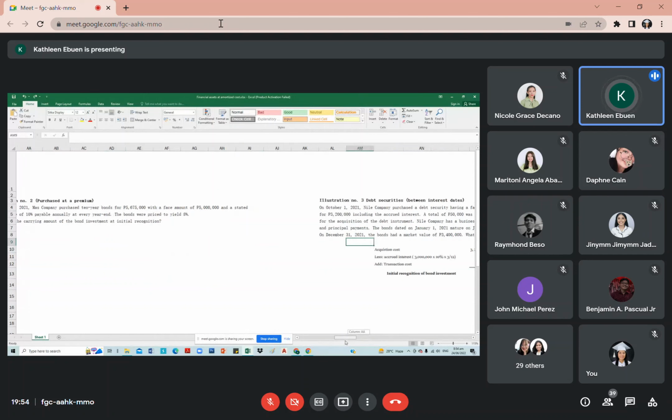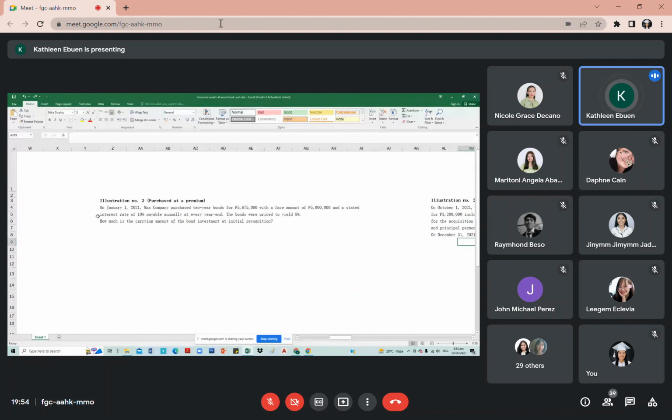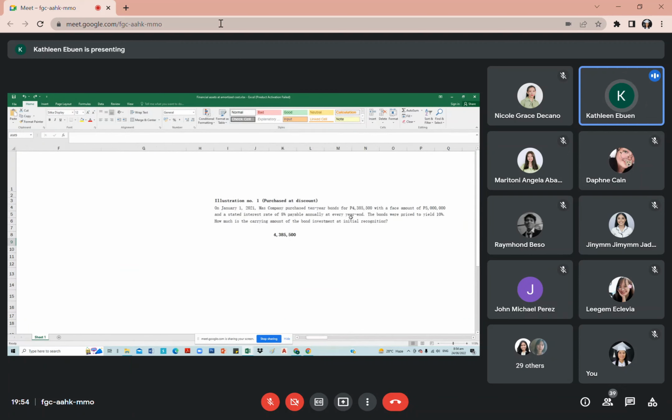So, yung unang discussion natin is wala naman. Binili naman siya ng January 1, 2021. Tapos, payment natin ng interest daw ay annually at every year end. So, December 31. So, wala pong accrued interest dito, pati po dito, wala ding accrued interest.